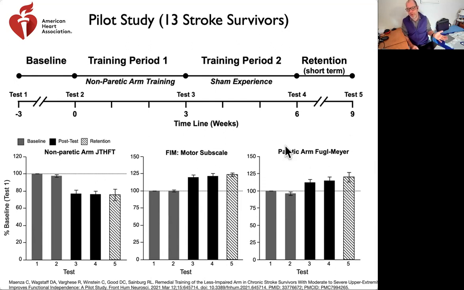And interestingly, the paretic arm function got better, but not really the function, the Fugl-Meyer. We think they were just doing more in their daily activities. So this was really exciting.